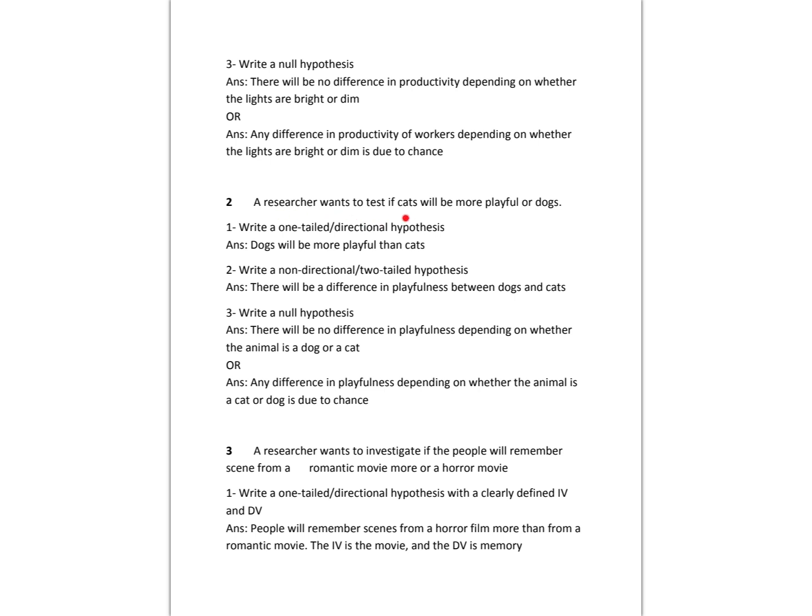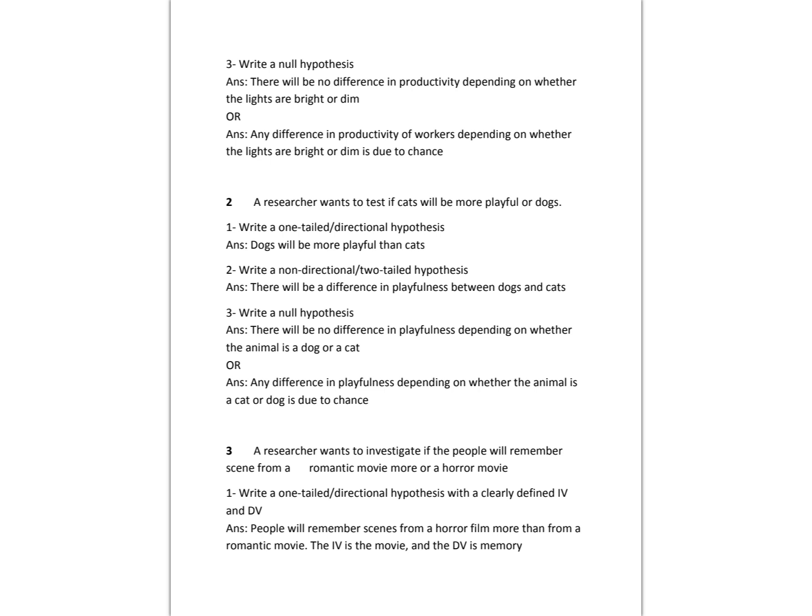A researcher wants to test if cats will be more playful or dogs. So playfulness, remember the behavior is always the DV. And what is it affected by? The animal, whether the animal is a dog or a cat. So animal is IV, playfulness is DV. Animal has already been operationalized by cats and dogs, and playfulness is the behavior that we're looking at.